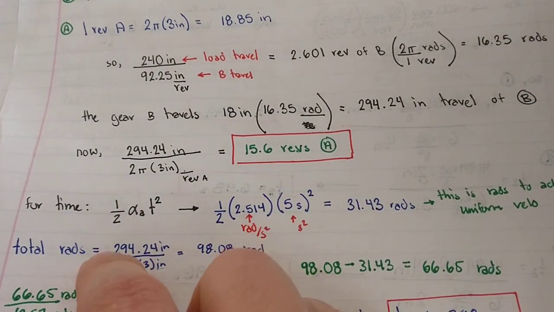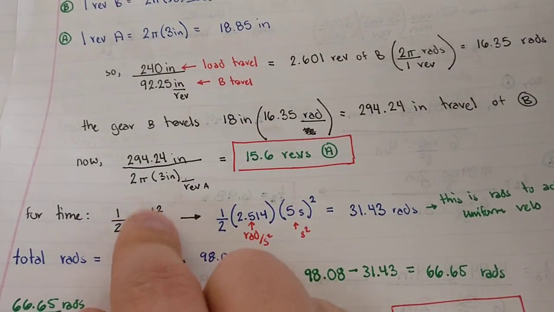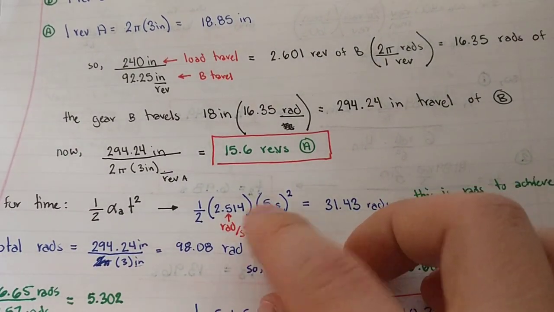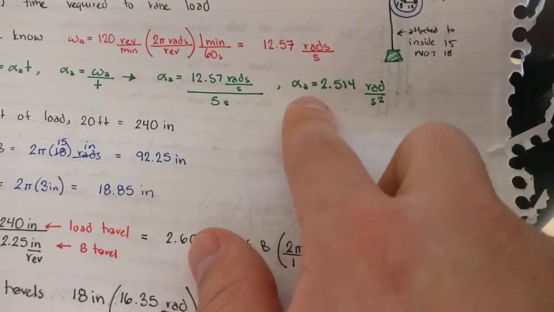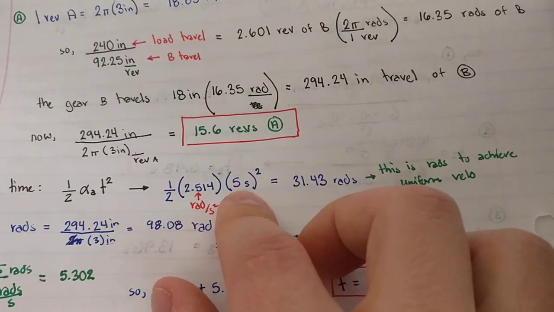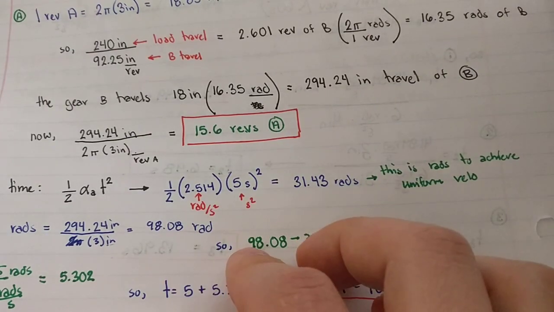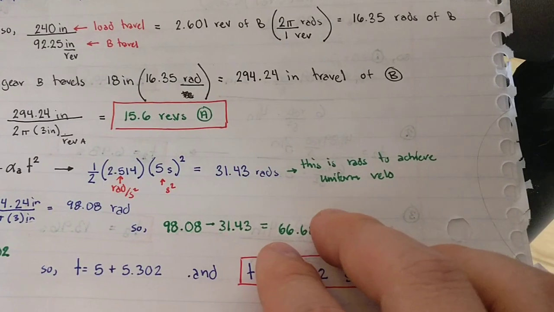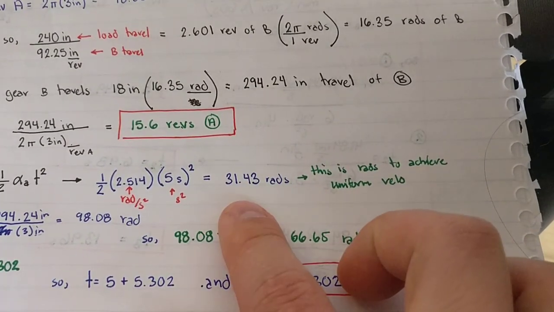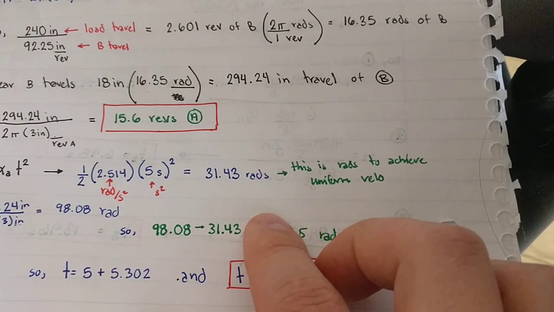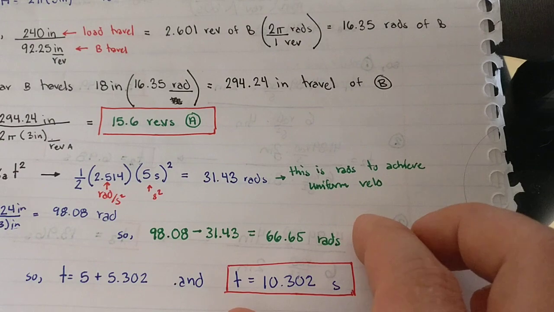So we know one-half times the angular acceleration times t squared is what we're going to use for constant acceleration. Now, what we type into here is we know from up here that we have this constant acceleration term. So we're going to drop that into here, and then the time requirement, 5 seconds squared, because that's how long it's going to take us to get there. That's going to give us 31.43 radians. So, 31.43 radians is the amount of rotation required to achieve a uniform velocity.